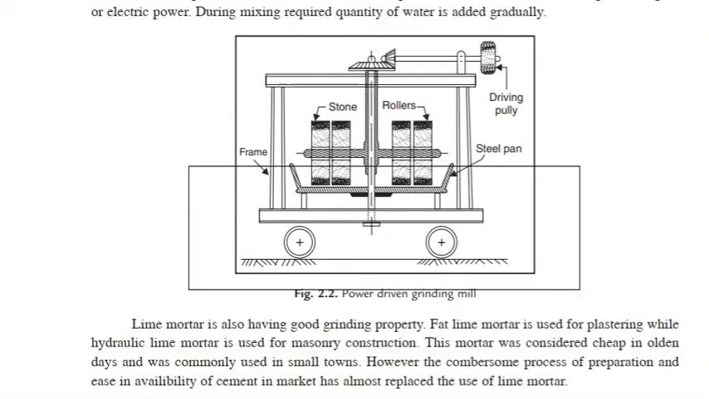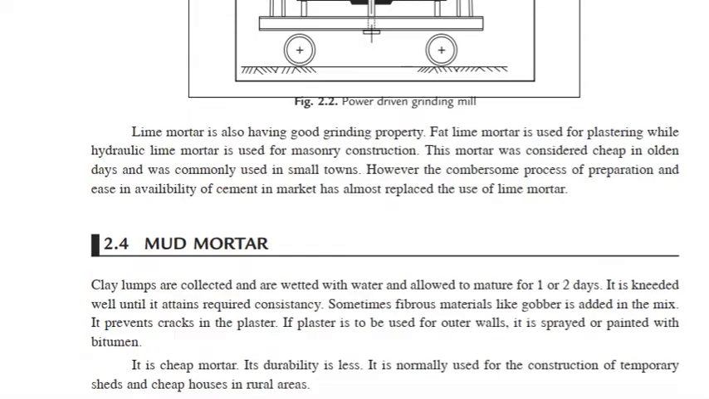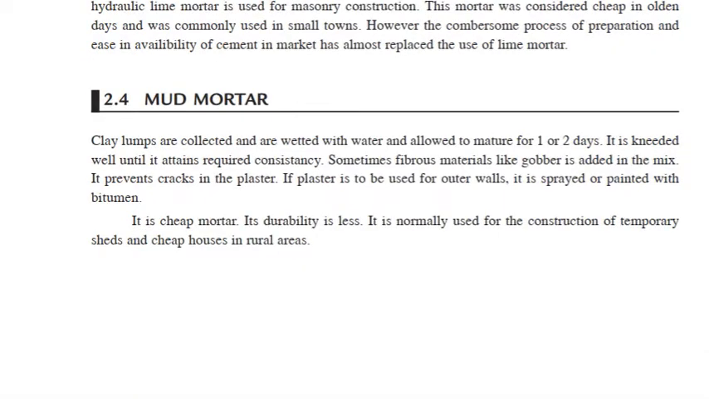Lime mortar also has good grinding property. Fat lime mortar is used for plastering while hydraulic lime mortar is used for masonry construction. This mortar was considered cheap in olden days and was commonly used in small towns. However, the cumbersome process of preparation and ease in availability of cement in the market has almost replaced the use of lime mortar. 2.4 Mud mortar.